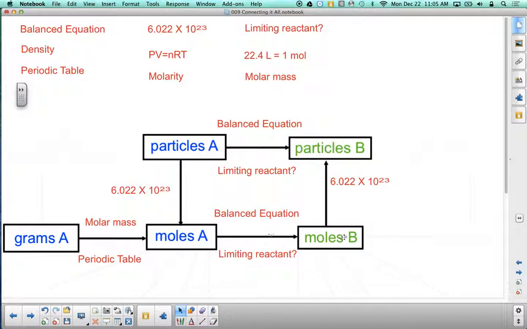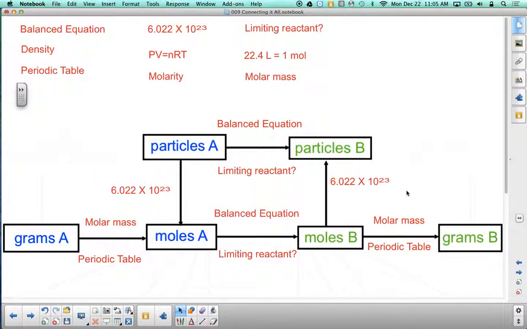And on the flip side, we could do exactly the same thing. If the problem asked for an answer in terms of grams, after we got to moles of B, we could use the molar mass, which we could find on the periodic table, in order to figure out how many grams of B we had in the very end. And so we built kind of this central theme for our simplest stoichiometry problems, which involved going from grams of A to moles of A to moles of B to grams of B.